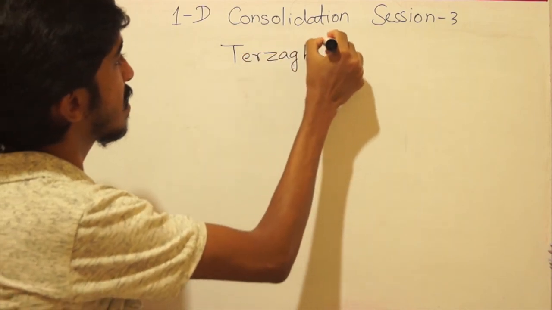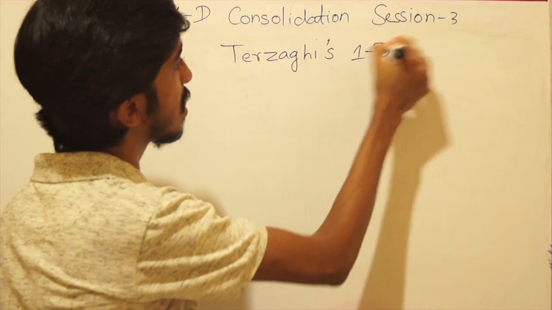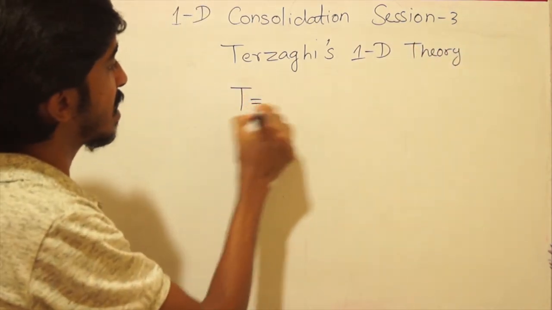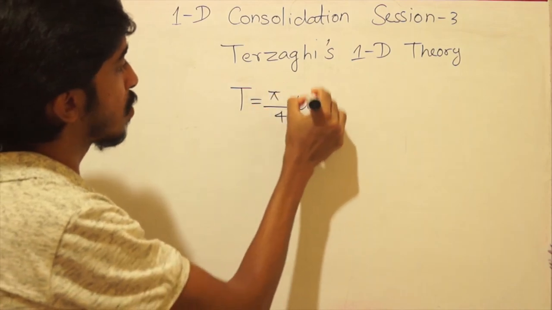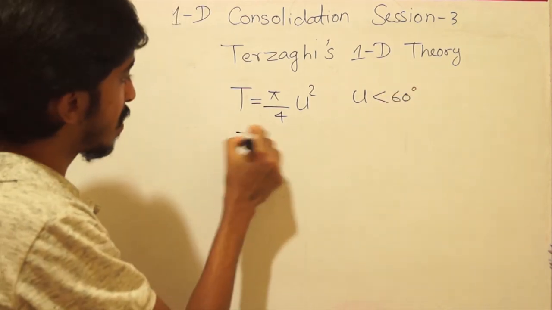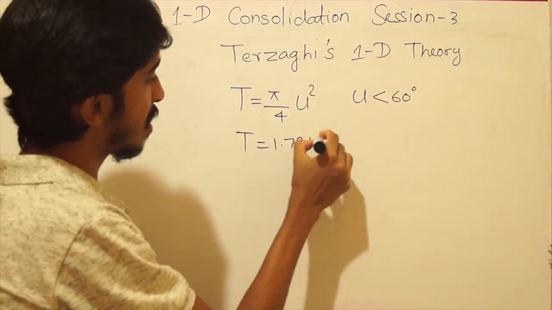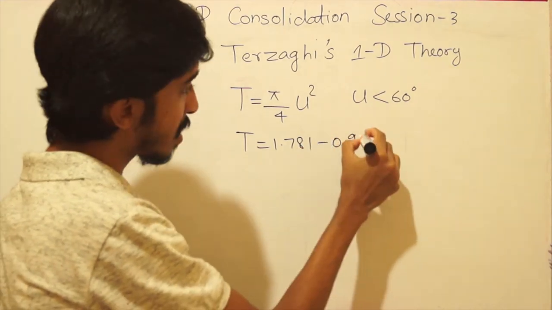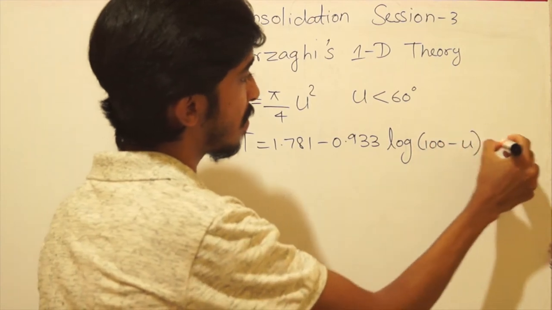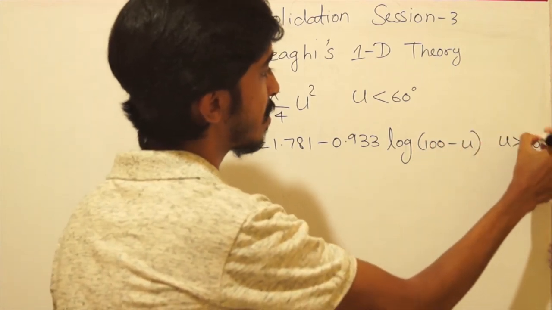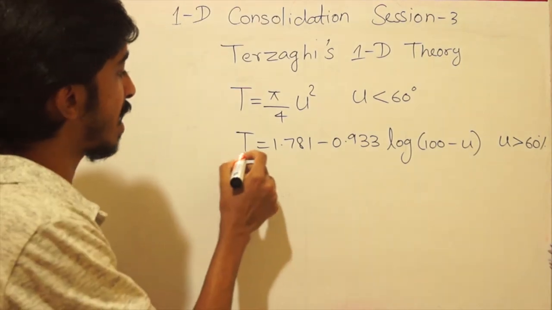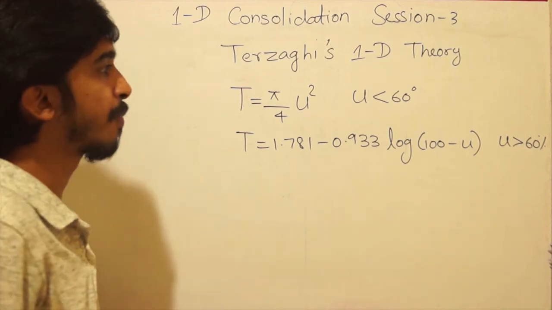from Terzaghi's one-dimensional theory, he has given us two equations for time factor, capital T, pi by 4 by U squared, when U is less than 60%. Another equation is T equal 1.781 minus 0.933 log 100 minus U, when U is greater than 60%. So these two equations, we can find a particular time factor according to the degree of consolidation.